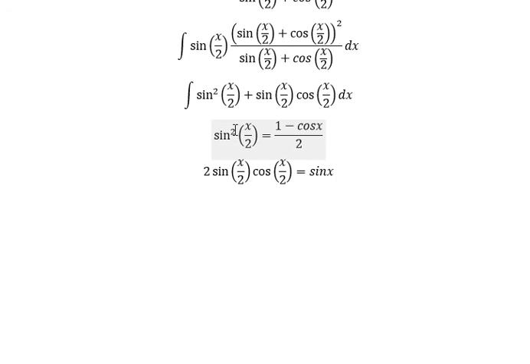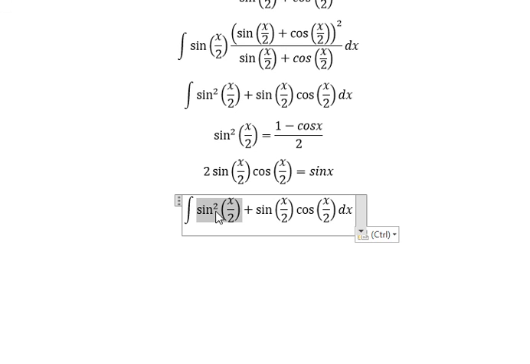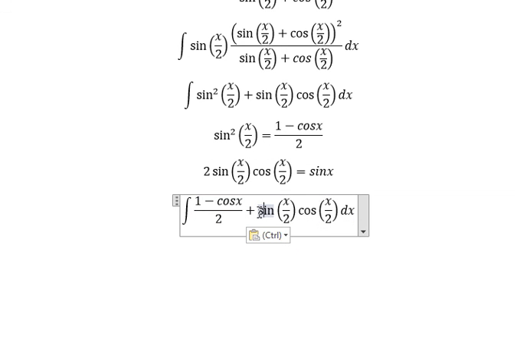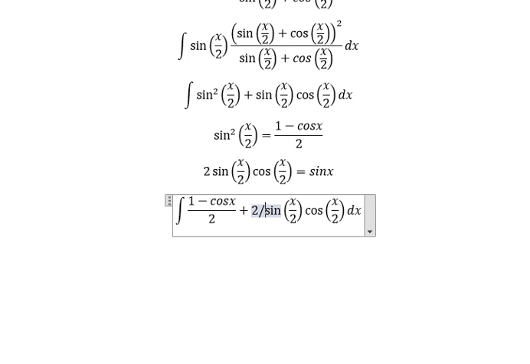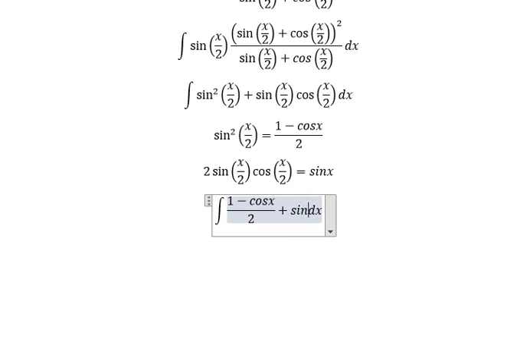Now we will apply two formulas in this situation. About this one, we need to change this one. This one they miss number 2, we put 2 over 2. So we have 2 sin x over 2 cosine x over 2. We change for sin x, so that should be sin x over 2. This one we got 1 over 2, and we have negative cosine x over 2.